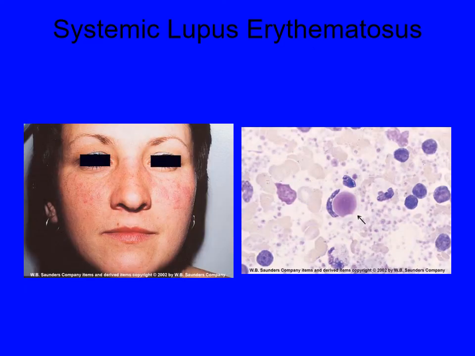This is looking at the butterfly rash you see here on the left. And on the right, this is what you call an LE cell. This is a neutrophil that has taken in a cell that is a lymphocyte material that has been caused by the destruction of cells by the lupus process. So this is called an LE cell.